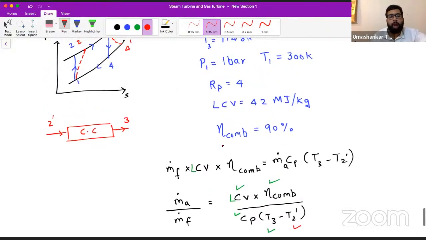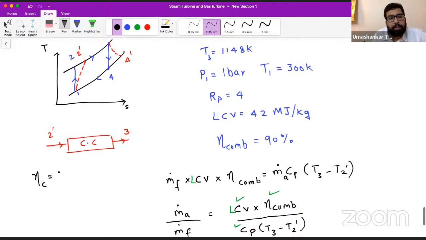So how will we be able to find that? For that, compressor efficiency is given to us. Isentropic efficiency of compressor is given to us. In compressor efficiency, what happens? Ideal is less, actual is more, so actual will be in the denominator. So T2 dash minus T1.